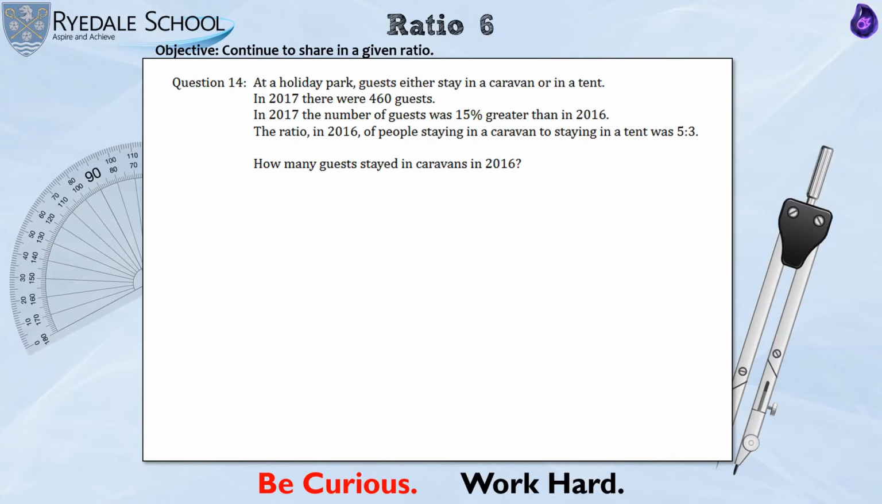The second question that I'm going to look at is question 14. And I must say, when I first read this question yesterday, I actually did it wrong. I misread the question. It's very easy to misread something, and then the maths that you do is completely wrong. So let's read it through. It says in 2017 there were 460 guests, and in 2017 the number of guests is 15% greater than 2016. Now the mistake that I made was I misread this as 2016.